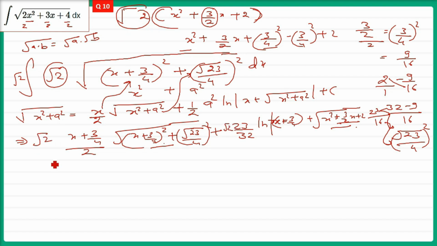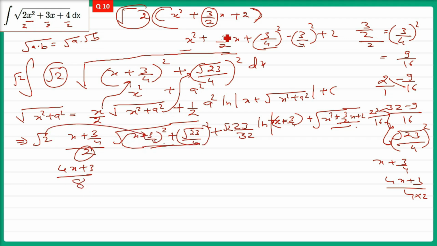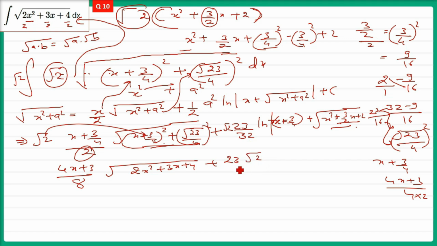So now multiply root 2 with both the terms. X plus 3 by 4 will form 4x plus 3 by 4, and it is 2 already, so you can write it as 8. So we have this as 4x plus 3 divided by 8, and root 2 you multiply inside the root. So when it goes inside, under root 2 into x square plus 3 by 2x plus 2, this will give you the original expression which we wanted to integrate. It will be under root 2x square plus 3x plus 4. Now 23 by 32 root 2, you don't have to multiply, just write it like that only. 23 by 32 under root.